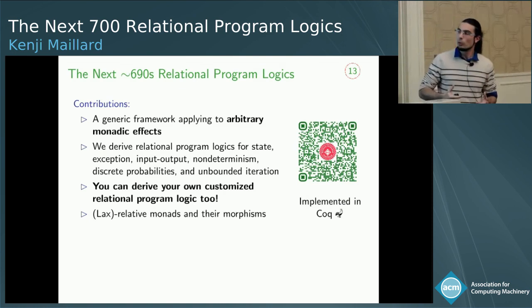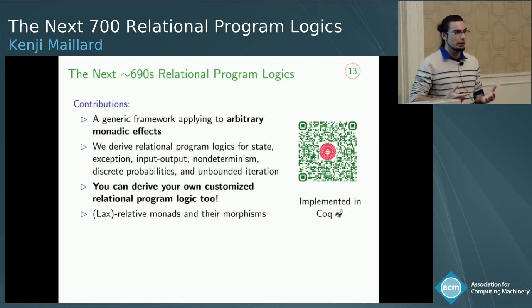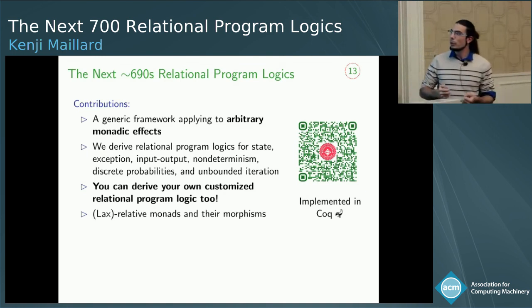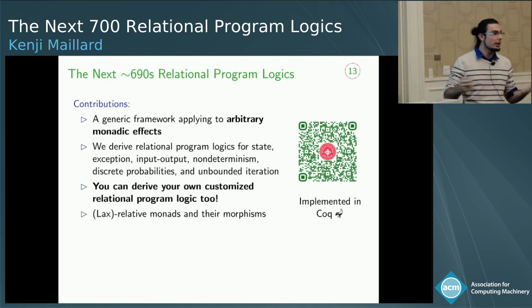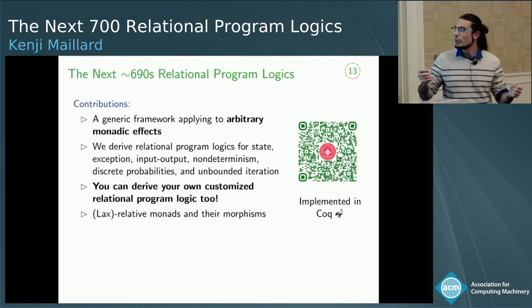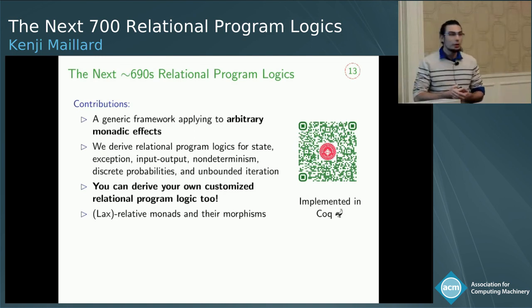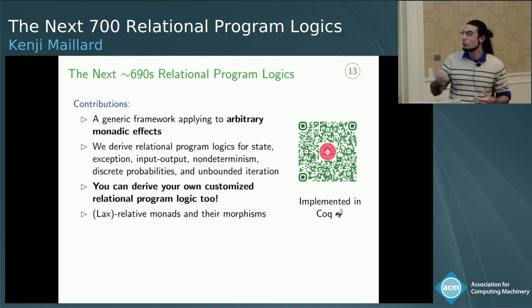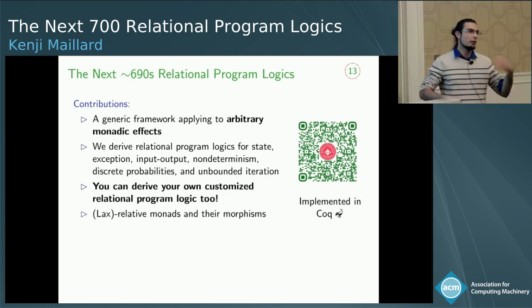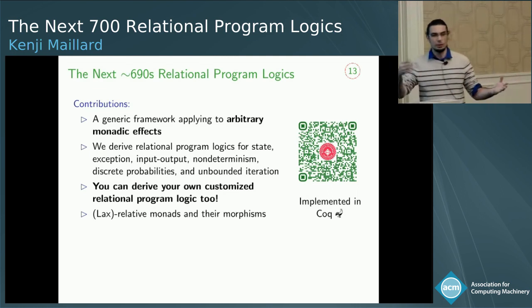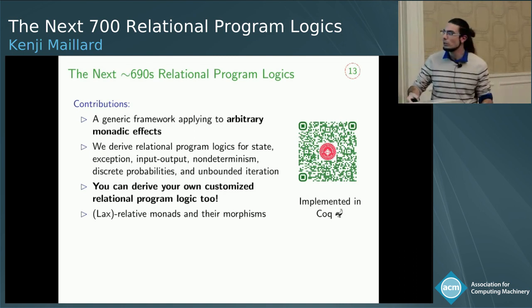Well, a generic framework which applies to arbitrary monadic effects. And in the paper, we derive relational program logics for a variety of effects, such as exception, unbounded non-determinism, discrete probabilities, and unbounded iteration. And now that this framework is there and actually implemented in Coq, you can derive your own relational program logics just by providing the ingredients that the framework asks for, meaning the input monads, the relative monad for relational specifications, and an effect observation between these.